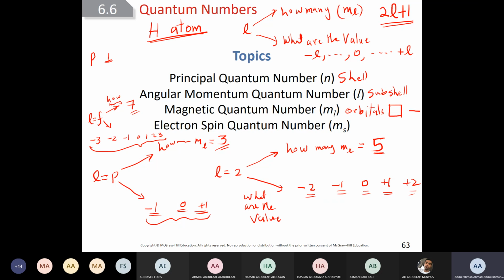How many boxes should I put here? Always, when we have S, how many boxes are we going to have? Only 1. Why? Because in this case, L is equal to 0, and the number of ml is 1. And what's the value? 0. Excellent. Is this clear?